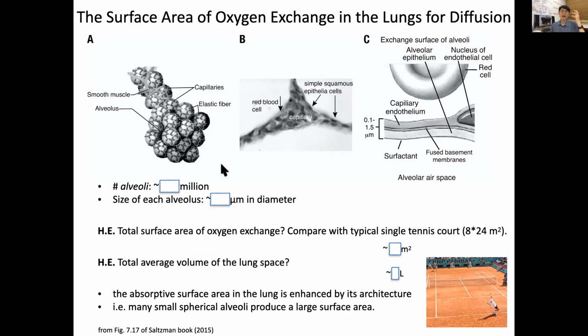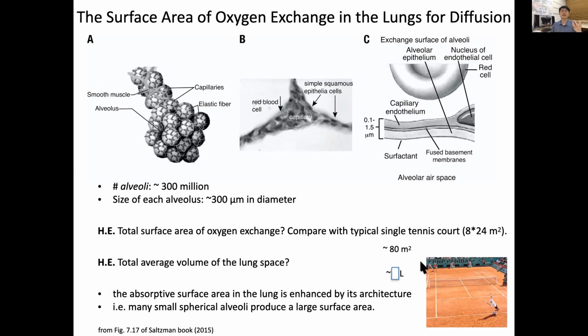So let's go back to the number of alveoli. We know that there are about 300 million alveoli, and each alveolar diameter is also about 300 micrometers. Then we can calculate the total surface area of oxygen exchange, and you can do this by mathematics. It turns out to be about 80 square meters. You can think of a typical single tennis court, one side, 8 times 24, and that is kind of comparable.